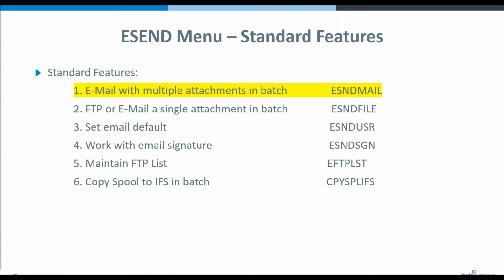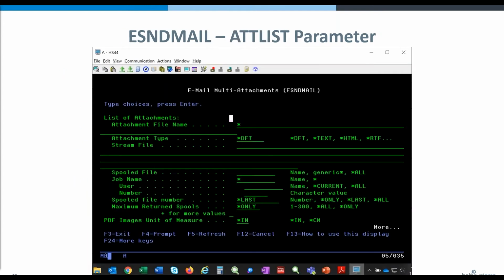The other feature I want to show you here is the first one here, and that's the ESNDMAIL command. Now, what's unique about this command is the ability to attach multiple attachments in a single email. So currently, let's say you have a process where you're creating some type of file and you're sending it to a customer, and then you go and run another report and it creates a spool file and you send it to the customer. So you have all these separate emails and jobs going out there. It's kind of nice if you could simply combine all those attachments in a single email. That's done by utilizing, and that's what this next screen is here, the attached list parameter of the ESNDMAIL command.